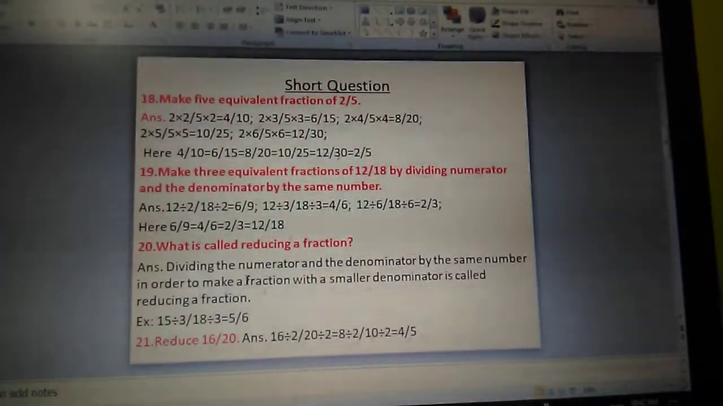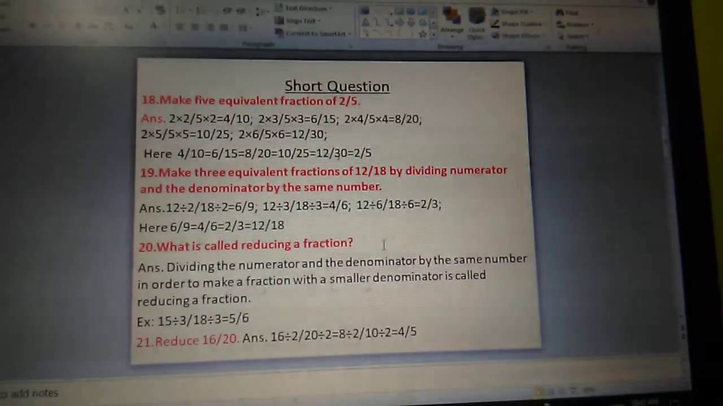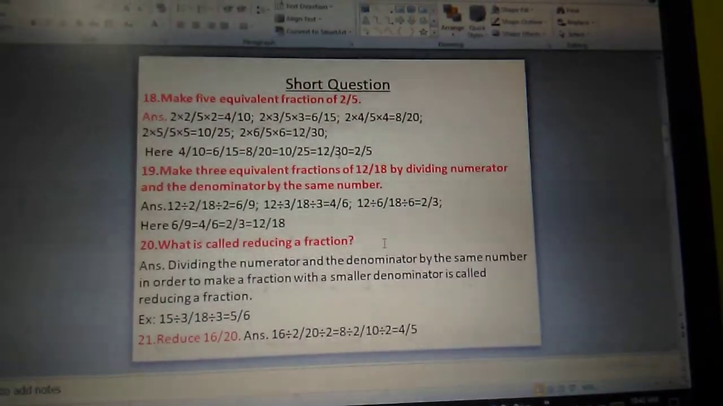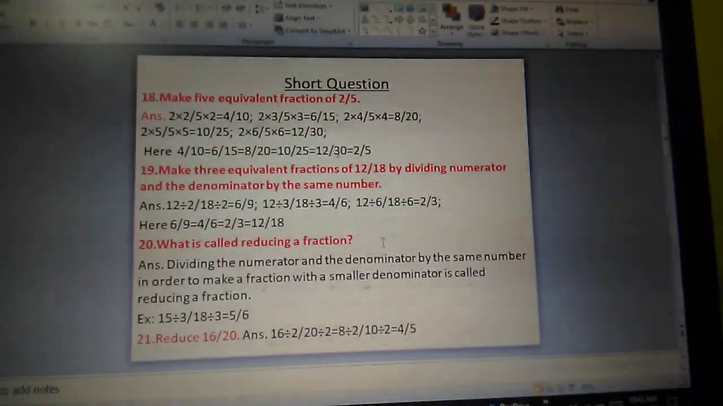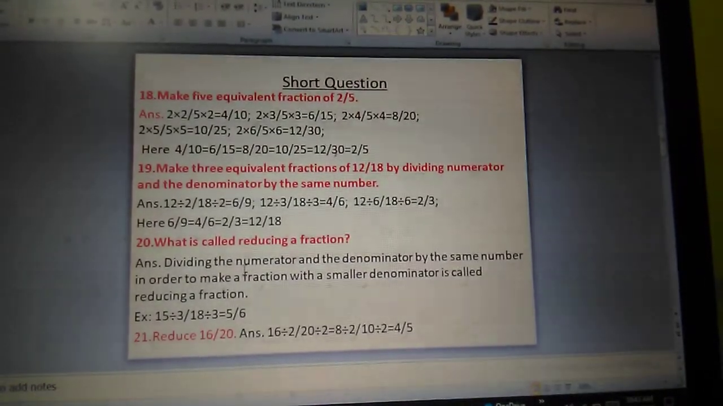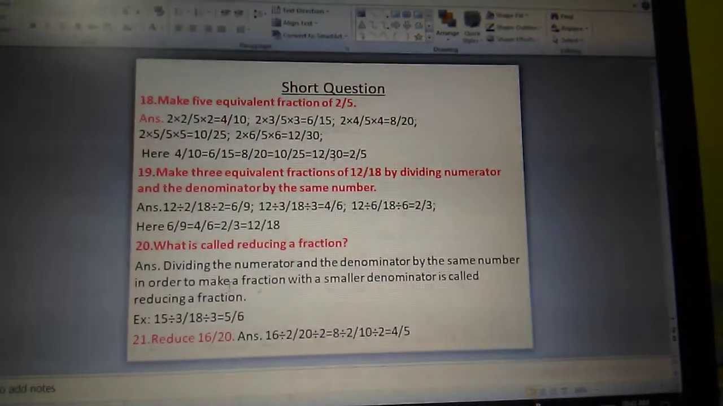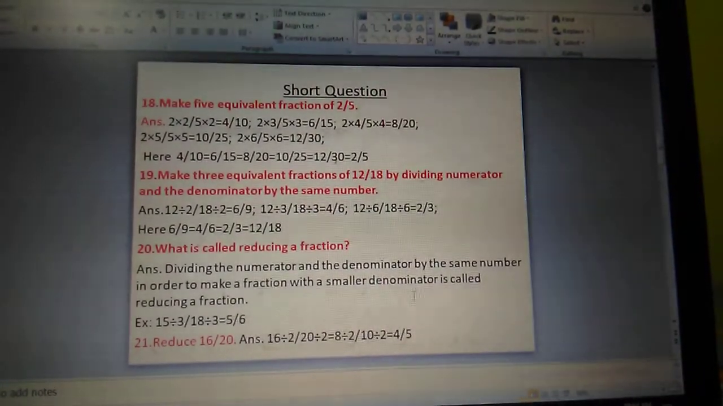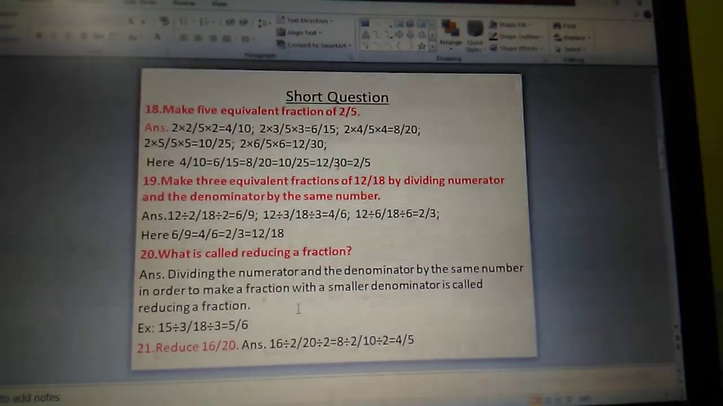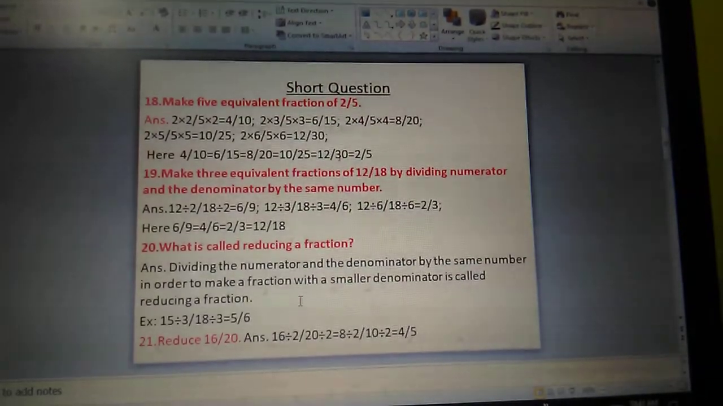What is called reducing a fraction? Sometimes the child does reduce the fraction, but what do we mean by reducing a fraction? At first we try to understand this. Dividing the numerator and the denominator by the same number in order to make a fraction with a smaller denominator is called reducing a fraction. So you have to make the smallest denominator.